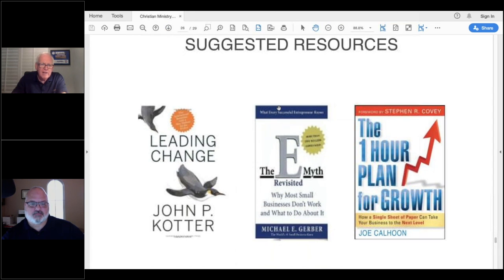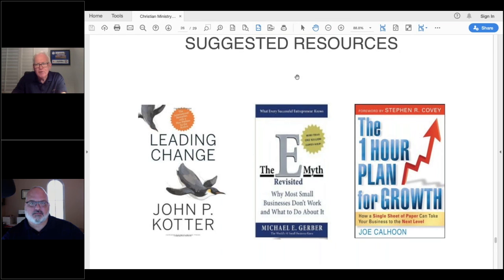3 more here. One about leading change, because every ministry at one point or another needs to tweak, needs to make change. E-Myth Revisited, great book. It's about small business, but just switch the word and make it nonprofit or ministry or church, and it applies there. The 1 Hour Plan for Growth was written by Joe Campbell. I think he's out of Kansas City. He's a believer, and he's done a great job with a simple, down-home way to come up with a plan. If you've got no strategic plan, his book, a short book, has some checklists and suggestions on how to develop a good working one fairly quickly.